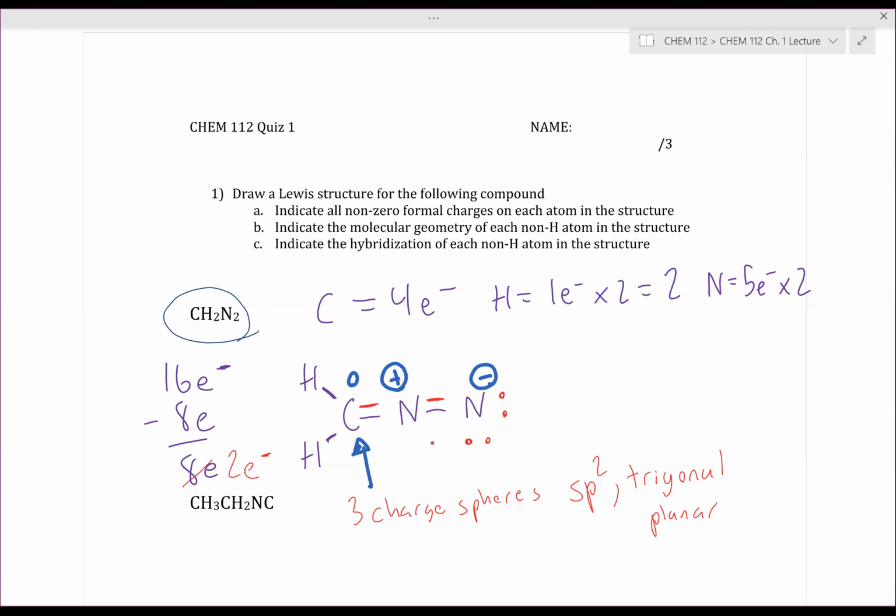Looking at this nitrogen atom, how many charge spheres, how many single bonds does this nitrogen atom have connected to it? 2. And does this nitrogen have any lone pairs? No. So with 2 charge spheres, what hybridization does it adopt? sp. Yep. So this is an sp hybridized nitrogen. And with 2 charged spheres, yes, linear geometry. Exactly right.